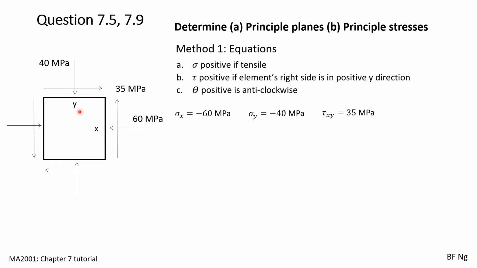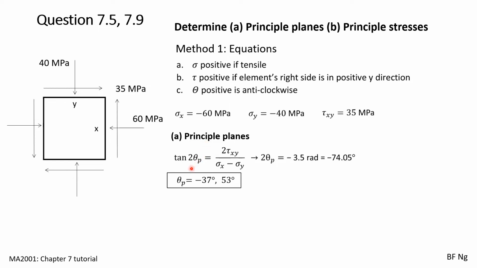On the y phase itself, the normal stress is compressive. As such, sigma y is negative 40. For shear stress, the direction of the shear stress is upwards on the right side. As you can see over here at B, this means that my shear stress is positive.